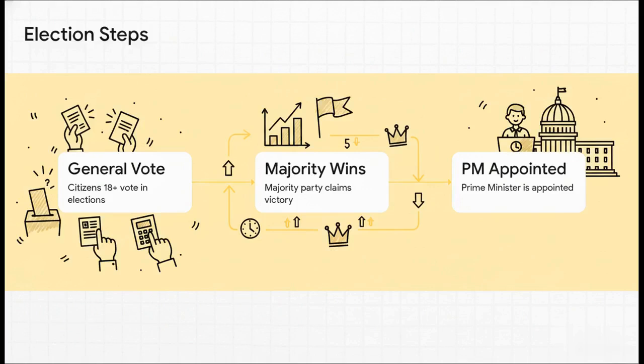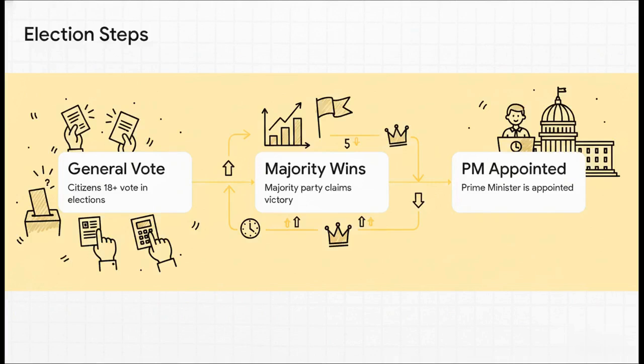Step 1, general elections. Every Indian citizen 18 or older has the fundamental right to vote. And this monumental undertaking is overseen by the Election Commission of India to make absolutely sure it's free and fair. Step 2, the political party that wins a majority of seats across the constituencies claims victory. And Step 3, following that win, the Prime Minister is officially appointed to lead the country.